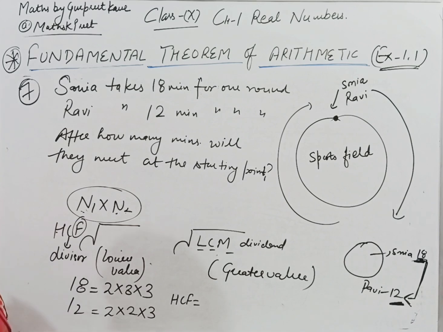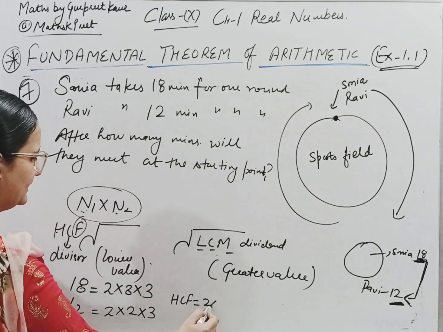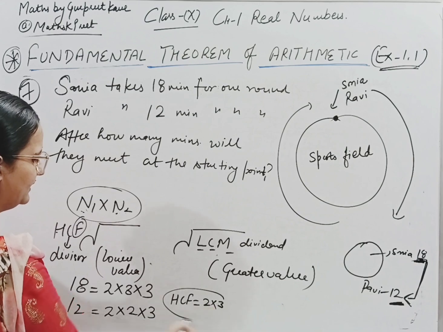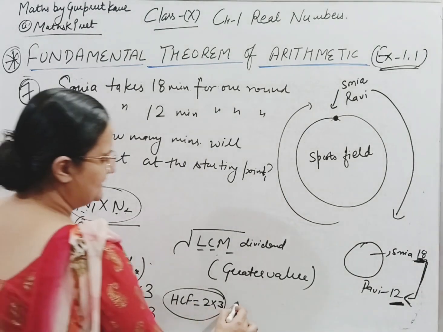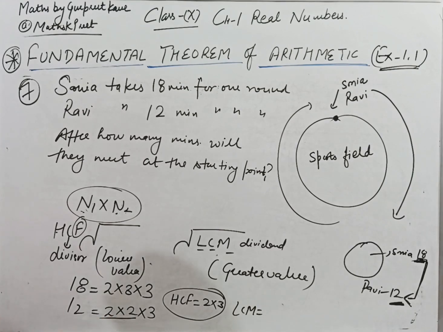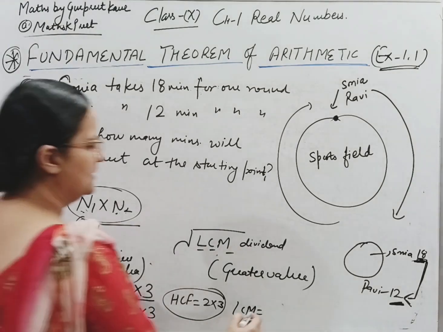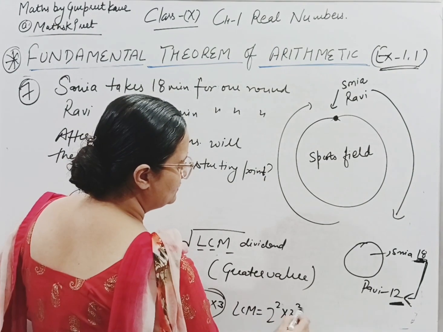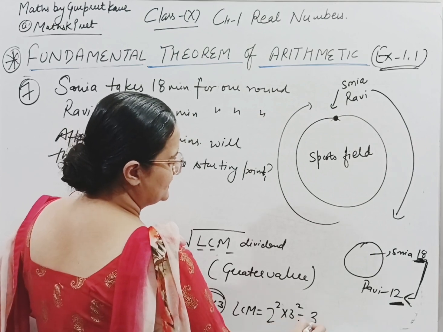So the HCF is here what? Minimum power of the common factors. What are the common factors? 2 and 3, and the minimum power of 2 is 2 and of 3 is 3. This is the HCF. And LCM is what? LCM is the maximum power of all the factors. Maximum power of 2 is square and of 3 is square. So I am getting 2 square into 3 square, which is basically 4 nines are 36.